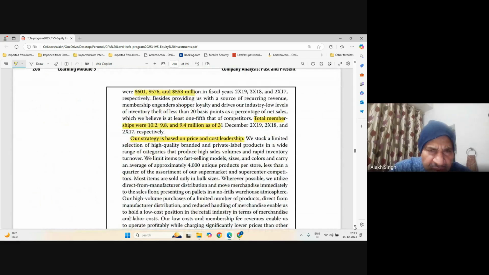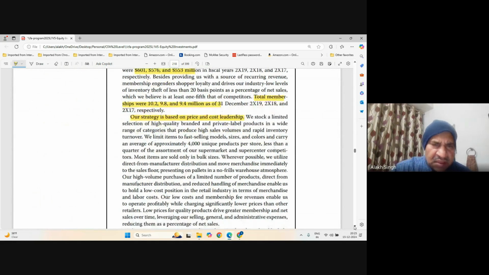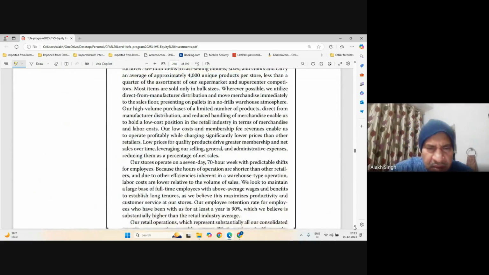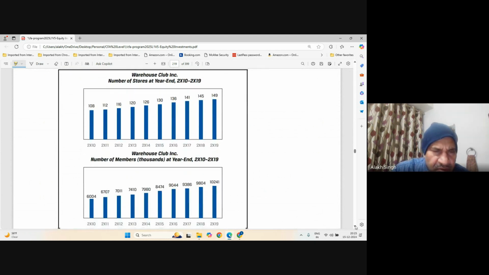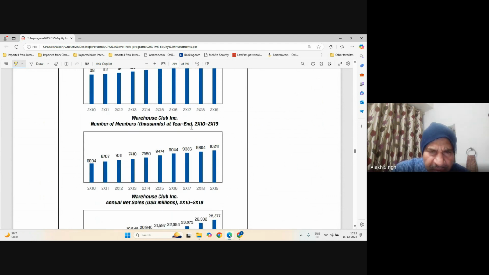Now let's see what it has. It is giving the details of what he found. Let's see what he does. Okay, number of stores at the end. He said 108 stores to 149, and that's how they grew in 10 years. Then we go down. Number of members at the year end means it is selling its product as club membership. So the product is club membership and the other is stores. So it has 2 products.